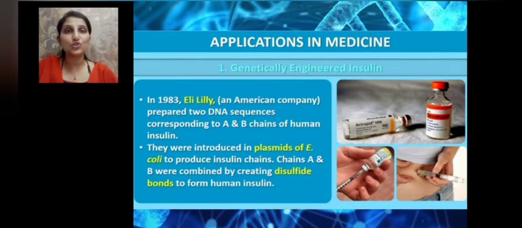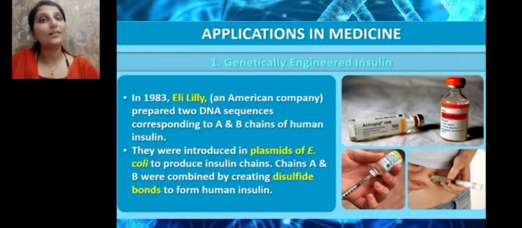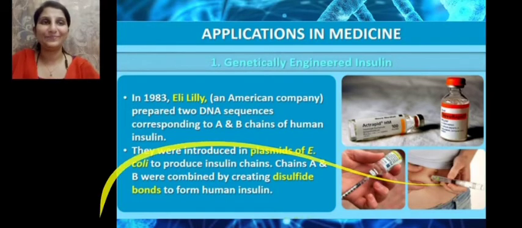These two DNA sequences were separately introduced into the plasmids of E. coli. We know plasmids are autonomously replicating circular DNA. So they undergo replication, and when cultured in large quantities, the transformants start to produce the gene product, chain A in those plasmids which have sequence A, and chain B in those with sequence B. They are extracted separately, purified, and combined together by disulfide bonds to form human insulin.